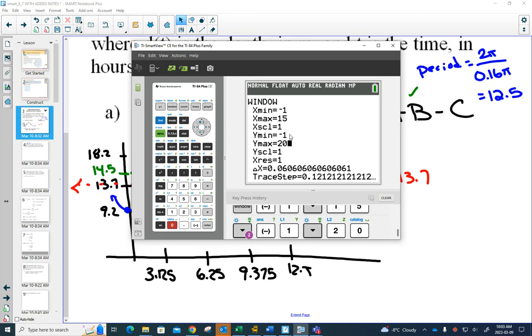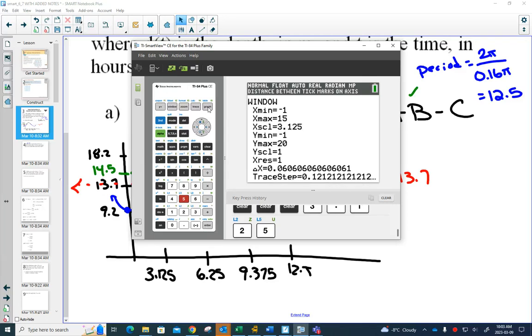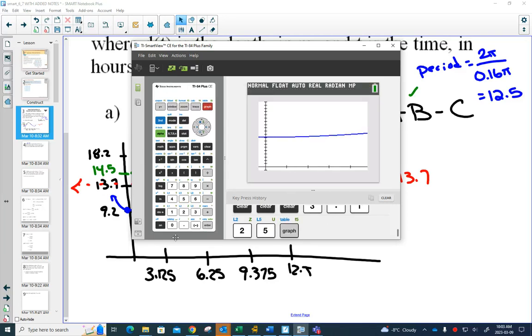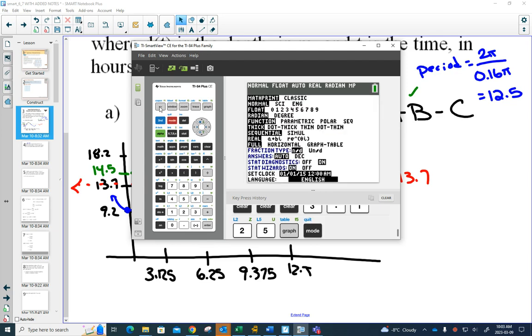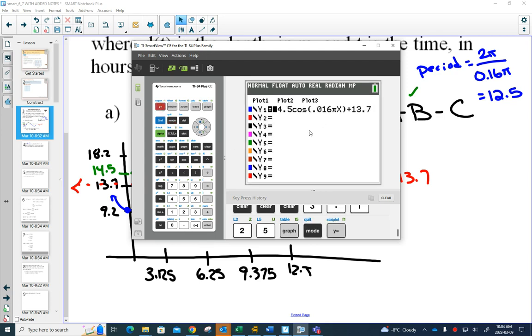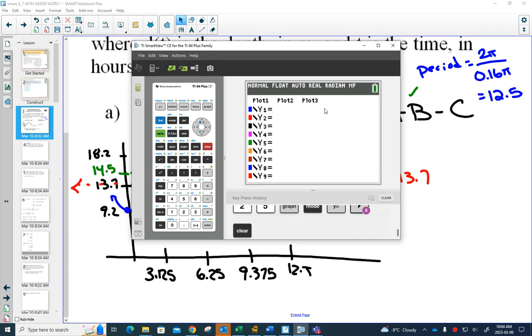You can even set your scale, like if I go 3.125, that's exactly the scale that I have. Now when I hit graph, wait for it, am I in radians? I'm in radians. Oh, I have an extra 0. There, that was not the right button.